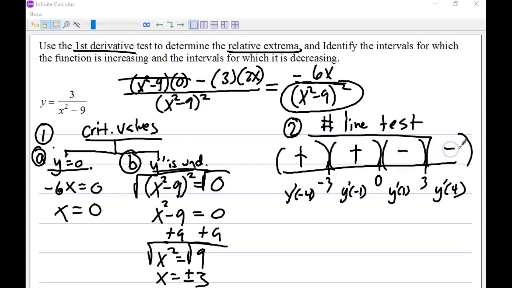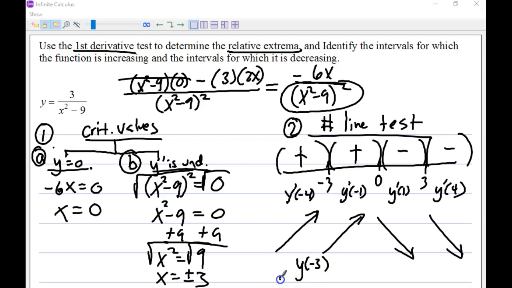Plug in positive, and negative. Okay. So what does this plus mean? First of all, it's going up. It's increasing. How about here? Going up. And here? Going down. And here. Okay. So that means that y of -3 is what? Undefined. It is undefined, but it's neither a max or a min. Oh, zero is a max.